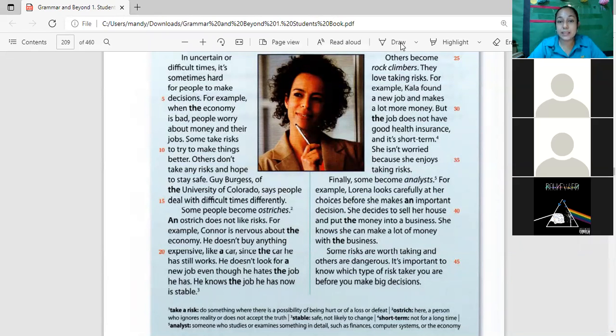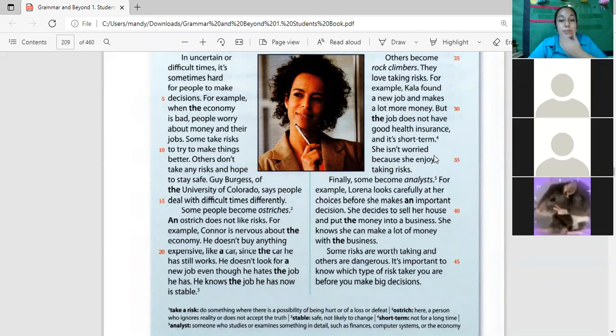you are an analyst. Write in the chat, what do you think? What kind of person do you consider you are? If you are an analyst, if you are a rock climber, or maybe if you are an ostrich, it's good, because all of us have our own decision. Maybe check your connection.